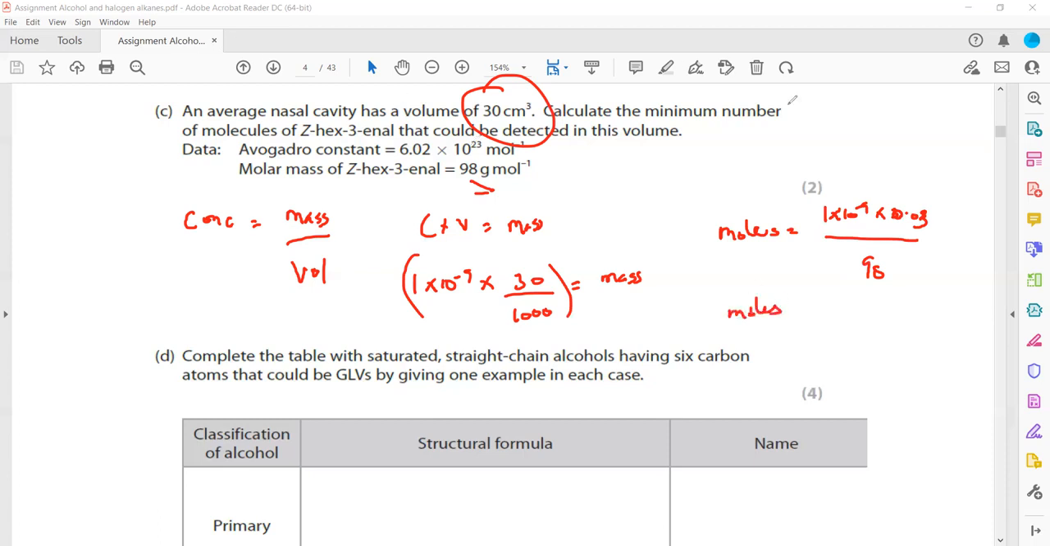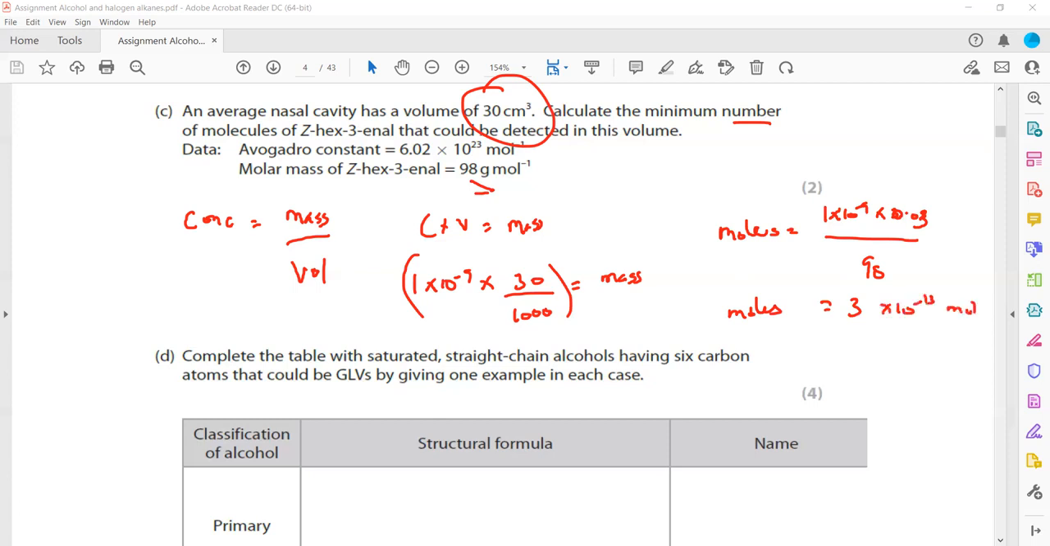But in the question we need the number of molecules. So after getting the moles, this will give us the total number of moles of this molecule which are present. It will come out about 3 into 10 to the power minus 13 moles.